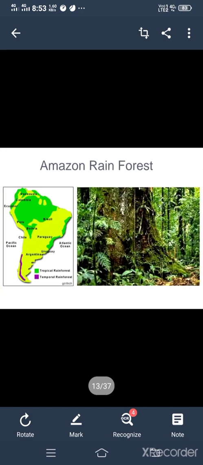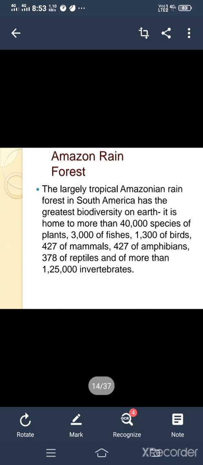This is the Amazon rainforest. I hope you all have studied something about the Amazon rainforest. This is commonly called the lungs of the forest, which is made up of both tropical rainforest and temperate rainforest. That is, there is always heavy rainfall here. So it harbors more and more number of species of plants and animals. So it is the rich biodiversity spot in the world. So let us know something about the Amazon rainforest. There is much more, but we'll know a little bit.